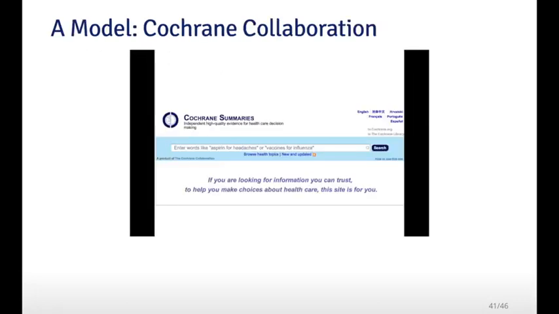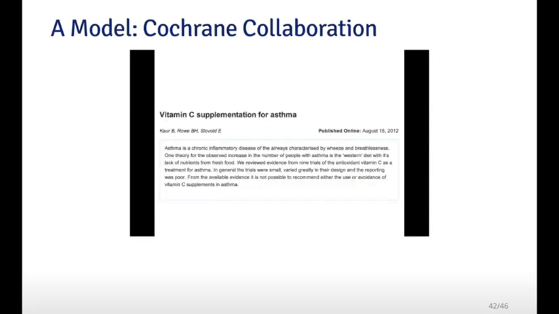One analogy is the Cochrane collaboration, which I don't know if many are familiar with, but it's basically an archive of evidence-based medicine. You can go to the Cochrane collaboration and search for things like aspirin for headaches, or you can search for whether you can use vitamin C to treat asthma. And here is a summary. It says we reviewed evidence. They basically do meta-analyses. They reviewed evidence from 9 clinical trials of vitamin C. In general, the trials are very small. It's not possible to recommend either the use or the avoidance of vitamin C in asthma. So we don't have to worry about vitamin C. It's not going to help us, but it's not going to hurt us.